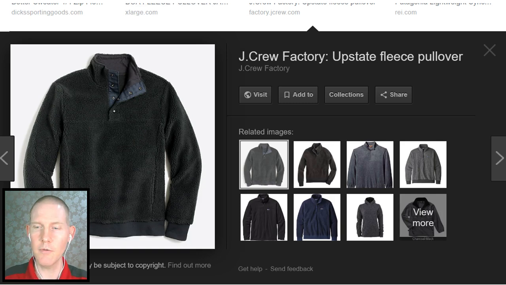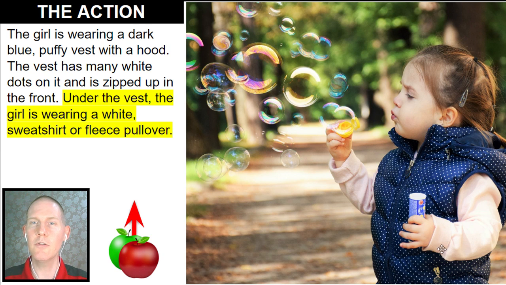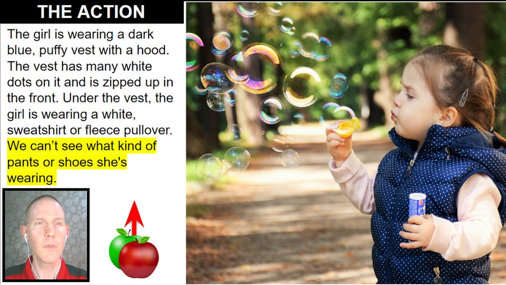So that's what I put for what she's wearing underneath her vest, and it's a long sleeve, right? A white sweatshirt or fleece pullover. Okay, so if she just walks around with the vest, her arms might get cold, so her parents maybe put a fleece pullover on her. We can't see what kind of pants or shoes she's wearing, right? Because the picture doesn't go down that far.